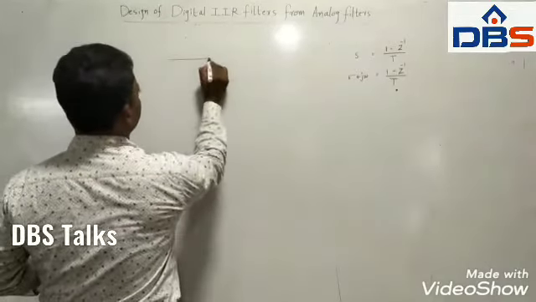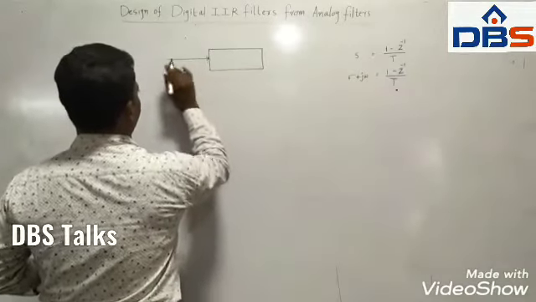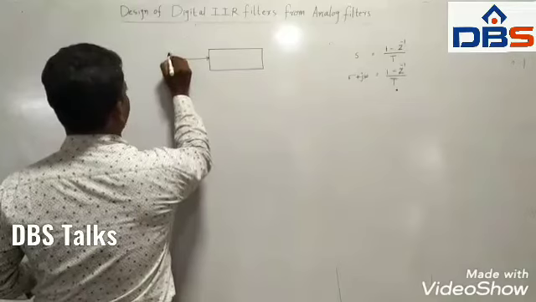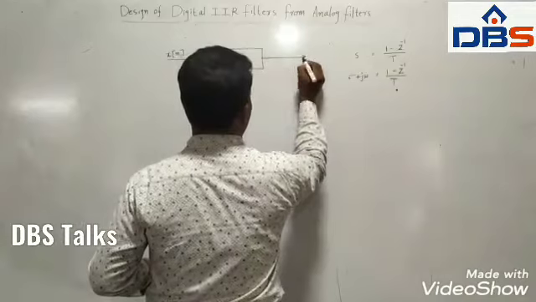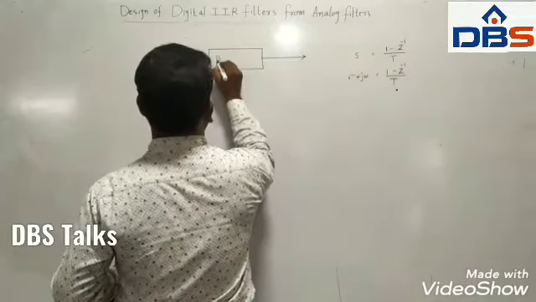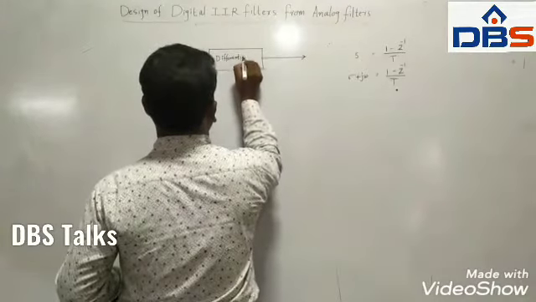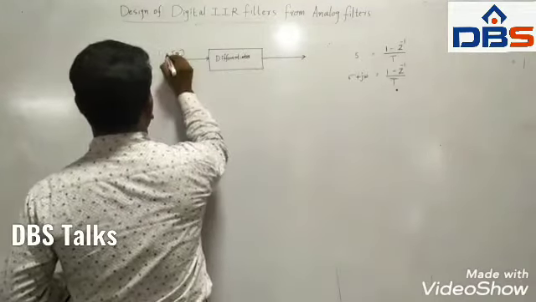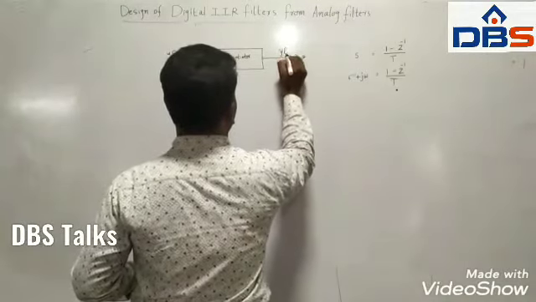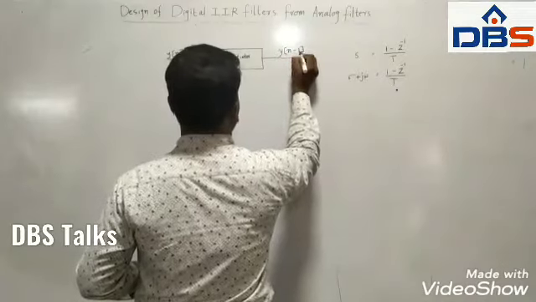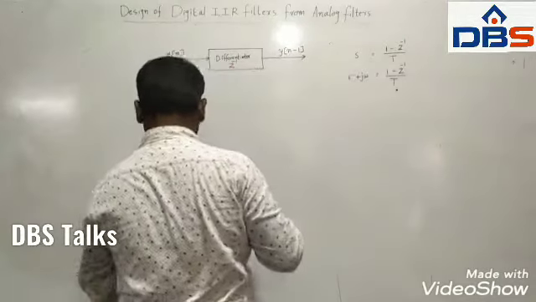For a digital filter, suppose we have x of n, then the differentiator. Actually it is a backward difference: you take y of n, and this differentiator gives y of n minus 1, otherwise simply a delay element, Z inverse, a delay.